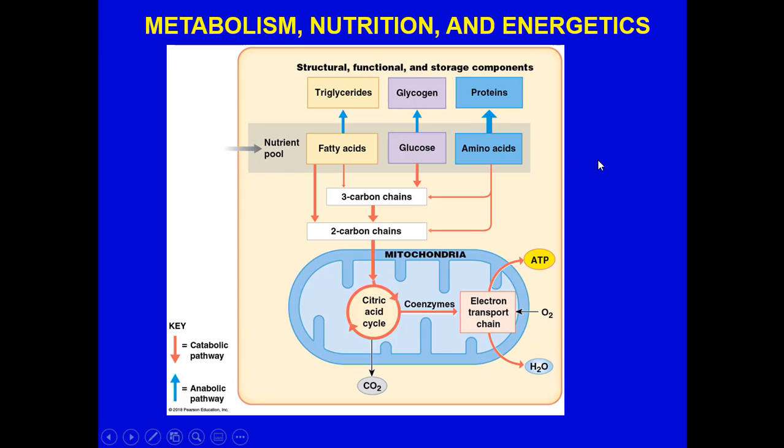Now, here we have the nutrient pool. You see fatty acids, glucose, amino acids. Yes, they can be made. Amino acids are the building blocks for proteins. Glucose would be the building blocks for basically making glycogen. Fatty acids can be used and stored as triglycerides.